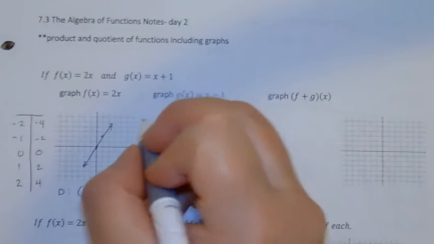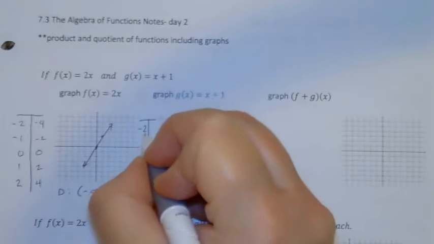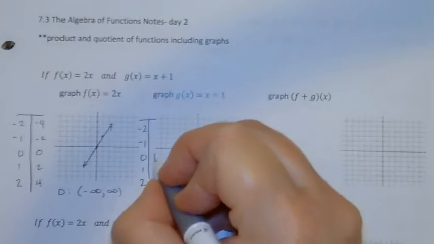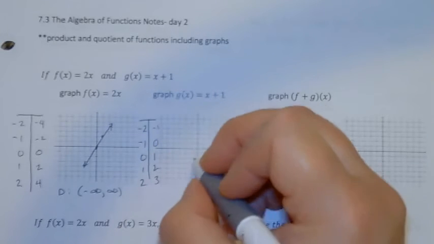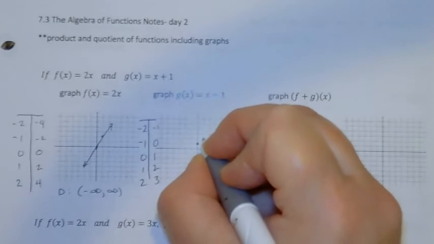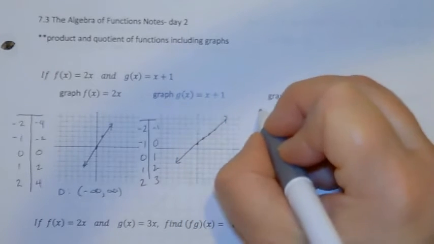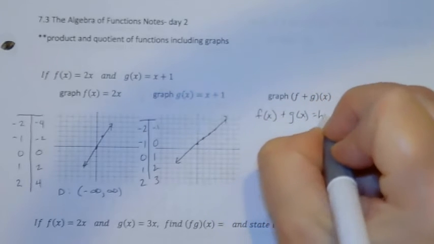If I do an input-output table with the same values, I would get 1, 2, 3, 0, -1. So it looks something like this. But whenever I add them, the f function plus the g function, I create a new function.